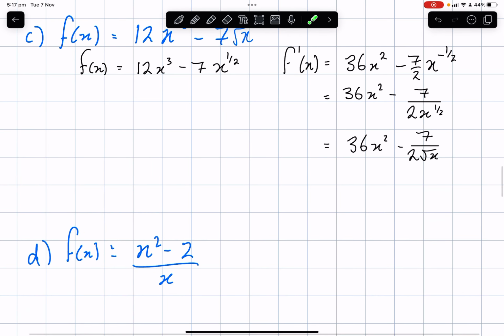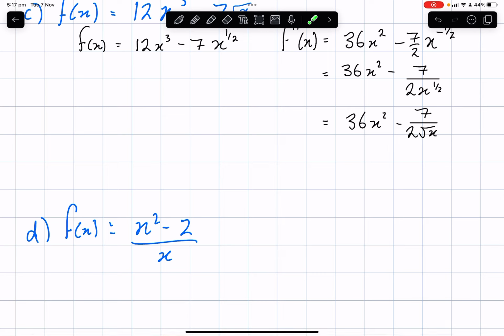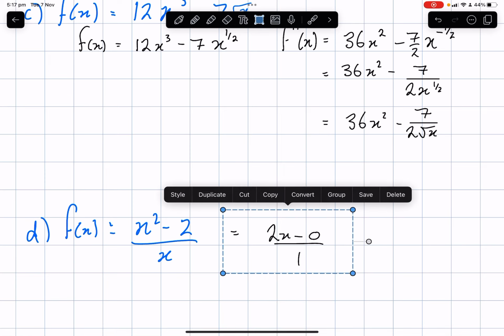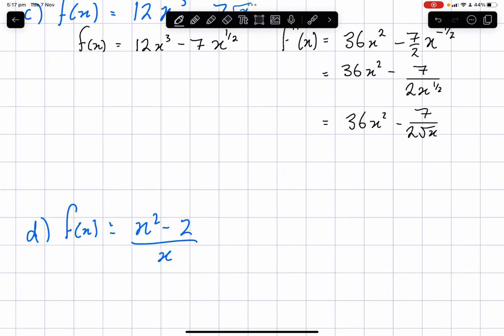All right, we've got 2 more examples, and then you guys will be off and hopefully ready to go. All right, I've got f of x equals x squared minus 2 all over x. Now, the biggest mistake I see people do is go 2x minus 0 over 1. Okay, we can't do the derivative of each individual term. So what we need to do is split this fraction up. So f of x equals x squared on x minus 2 on x.